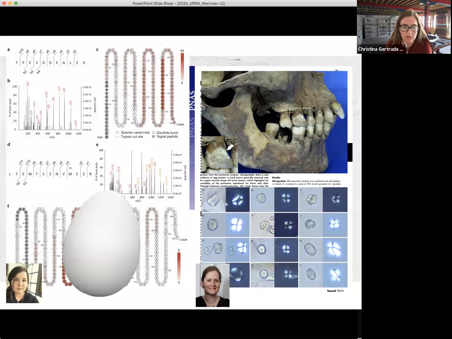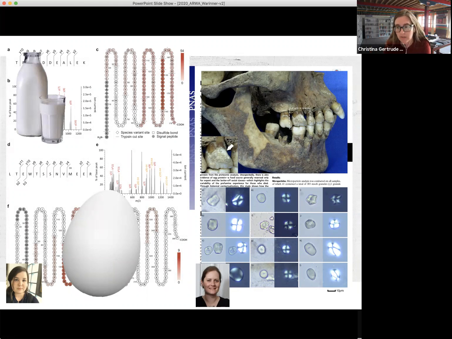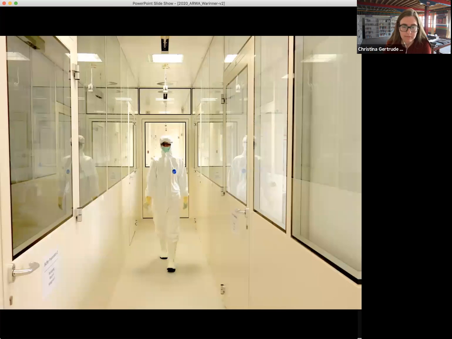And in particular, we noticed that we found proteins consistent with chicken egg and also with milk. And we do know that milk was provisioned as one of the main foods in the workhouses that people lived in during this terrible period of famine.